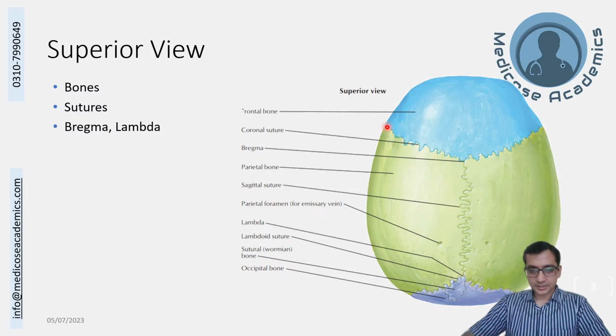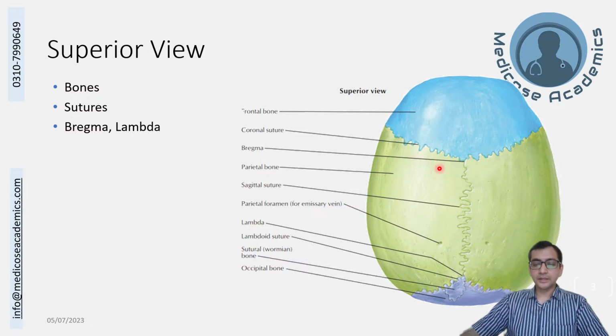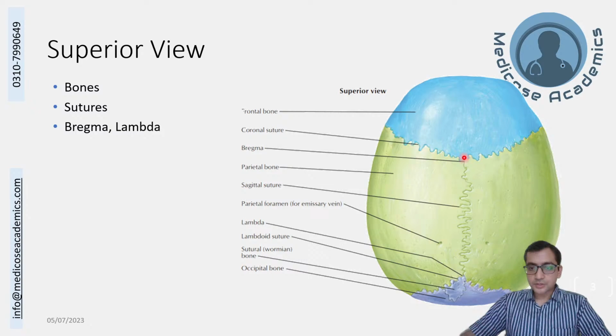There are 3 sutures visible in this view. The one running from left to right in the coronal plane is called the coronal suture. As you can see, it is running between the frontal bone in front and the parietal bones in the back. Between the two parietal bones, there is the sagittal suture.